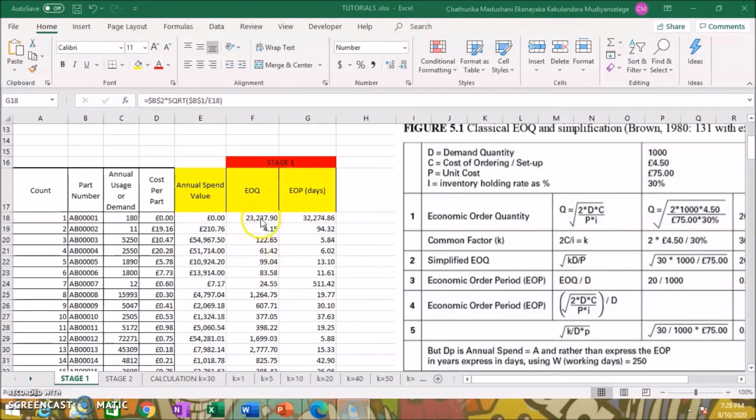So what about EOQ? EOQ just develops randomly. It doesn't develop in any direction related to annual spend value or EOP. So there must be some relationship between annual spend value and EOP, which is in reverse direction. So there must be a mechanism that can link these two values together. So this is stage 1. So let's move on to stage 2, which is building a bridge between Pareto and economic order period.